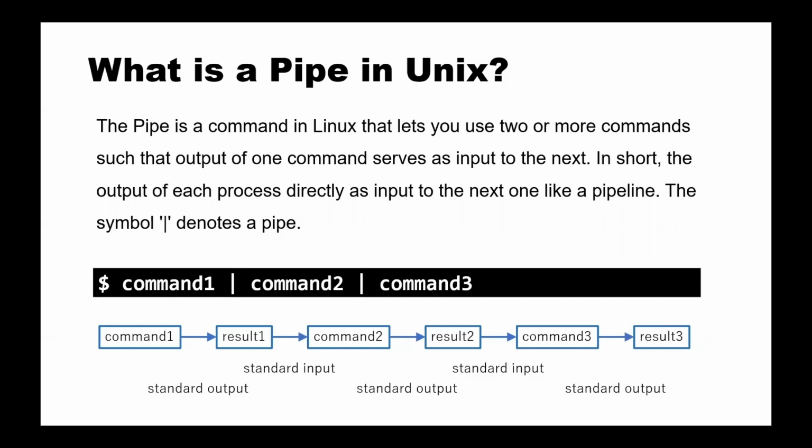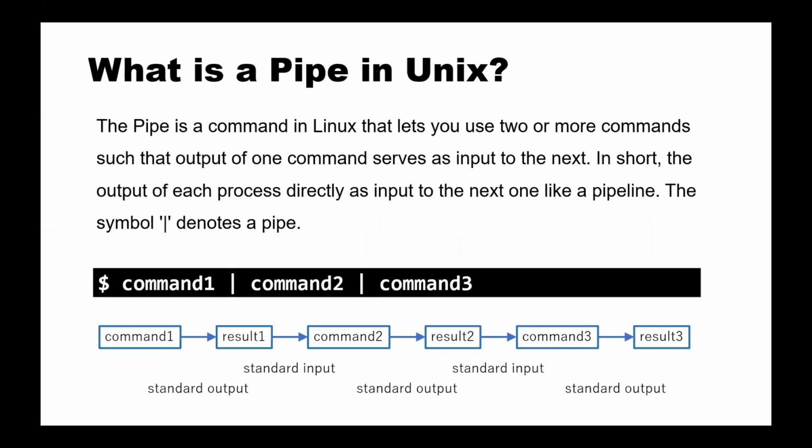In this section, I explain a feature of the shell called the pipe. The pipe lets you use two or more commands such that the output of one command serves as input to the next. The process passes from one command to the next like a pipeline. The vertical bar symbol denotes a pipe.